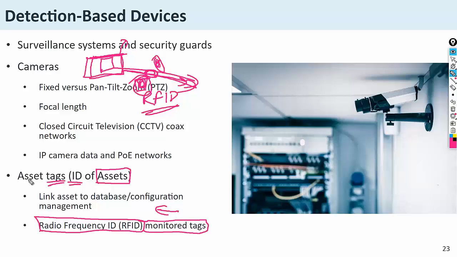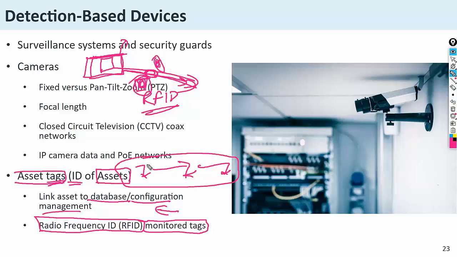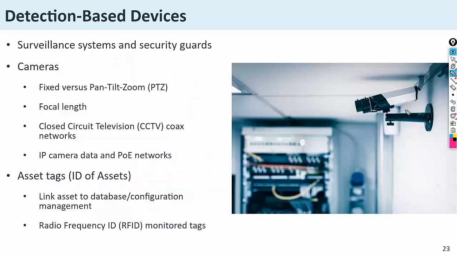All the asset tags can be managed with the help of a database and configuration management. That means how many new switches there are, what the tag of each switch is, and what the date of expiration is. All this information will be stored in a database, right? So these are the detection-based devices which can be used for protecting your assets inside the organization.